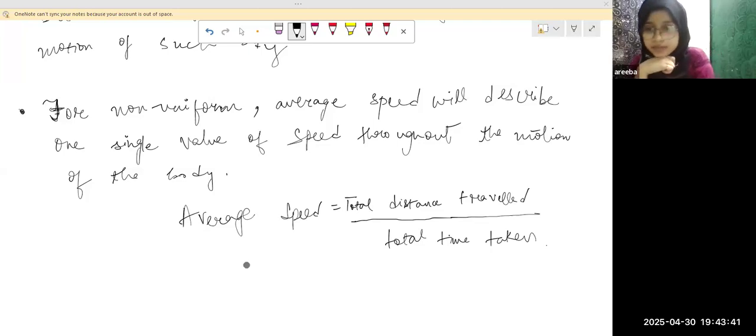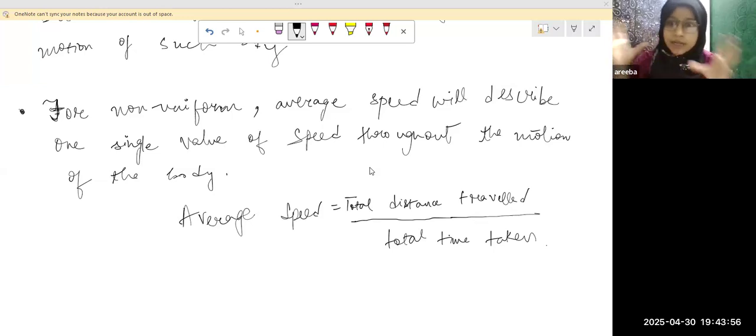What does it mean? Even if the values are not uniform, it will still show one value if you use average speed. See, my body is moving in non-uniform motion. It is covering unequal distances. It is having different values of speed. Yes or no? Yes, because it is in non-uniform motion.